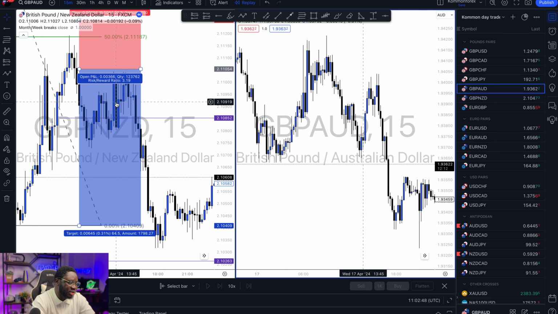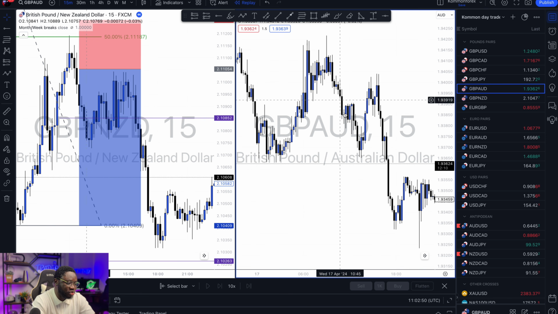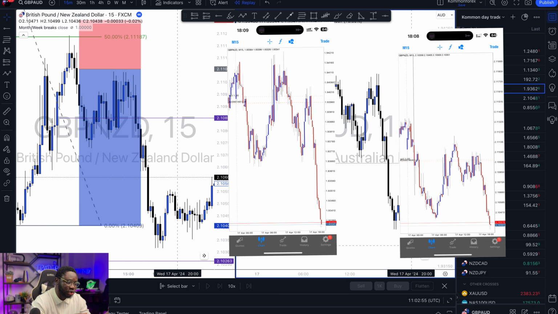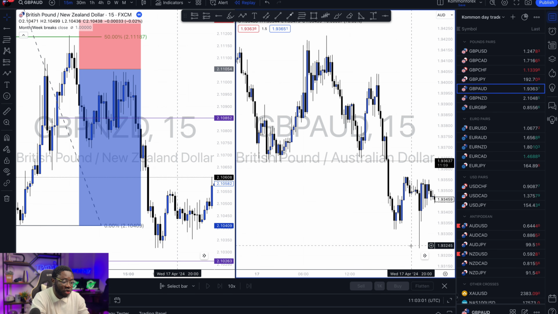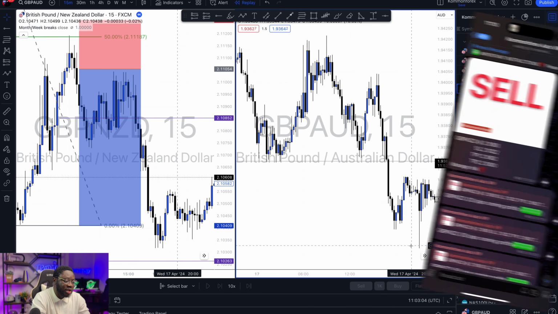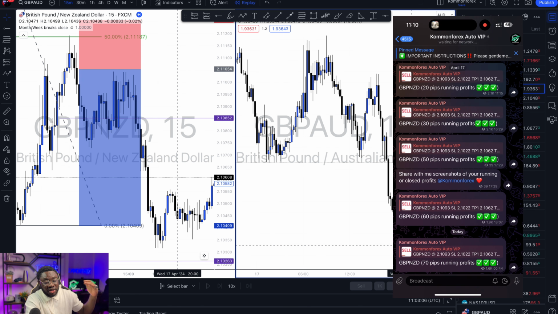You see the same similar movement also happened on it. Dropped, pulled back, then it went all the way down. Screenshots of both trades, GBP AUD, GBP NZD, both giving me well over 70 pips. It was a simple day trade, but they both gave me over 70 pips on the setup. Sent it to the VIP, as you can see.